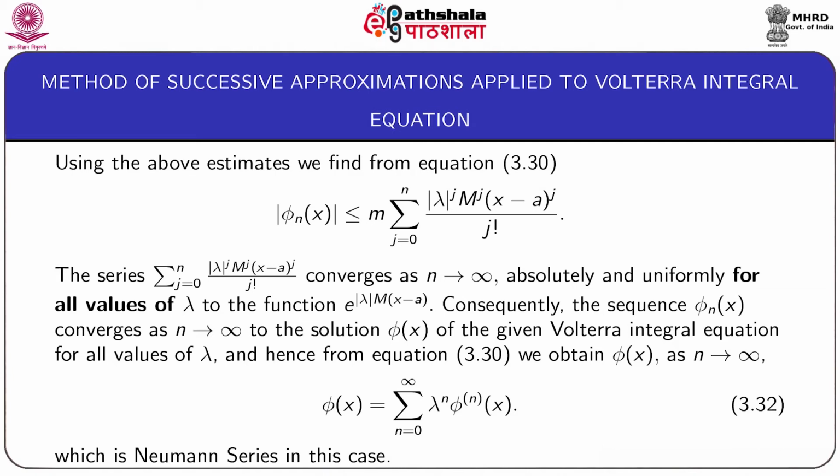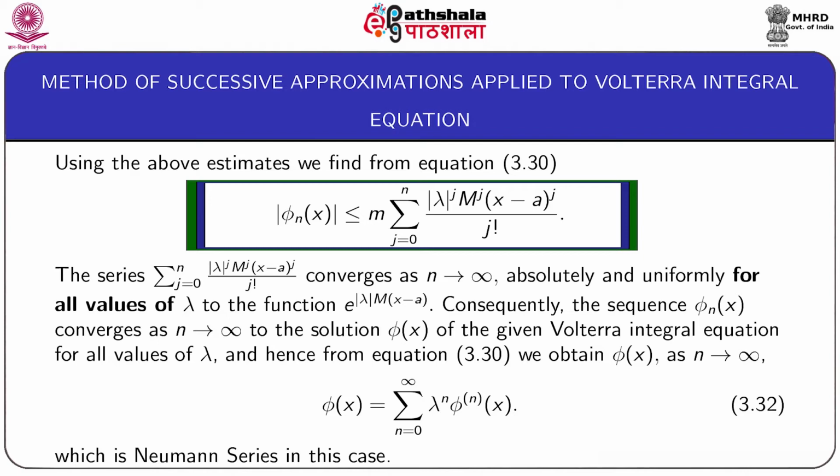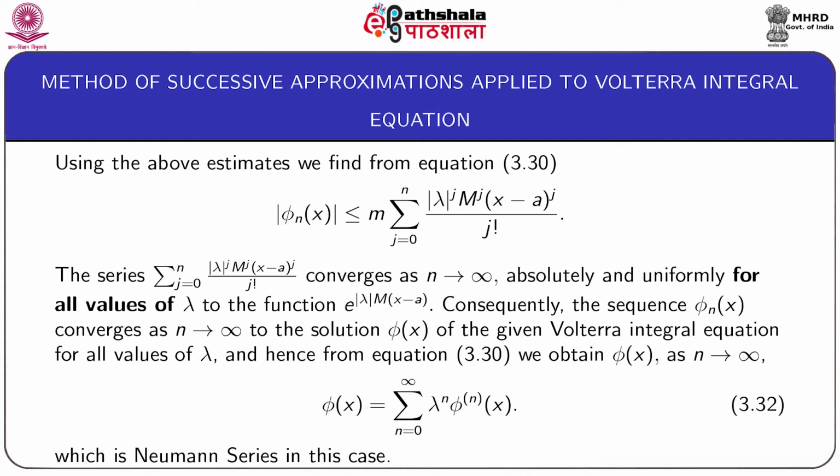If I use these estimates in equation 3.30 in this series, then we get the estimate of the nth approximation to the solution phi x of the given integral equation as mod of phi n x is less than or equal to small m into summation j equal to 0 to n mod lambda to the power j capital M to the power j into x minus a to the power j divided by j factorial.